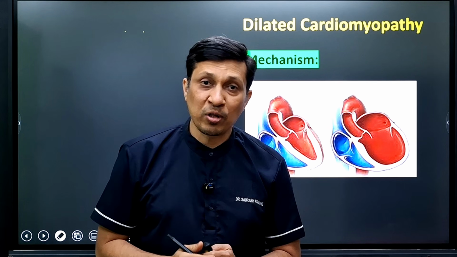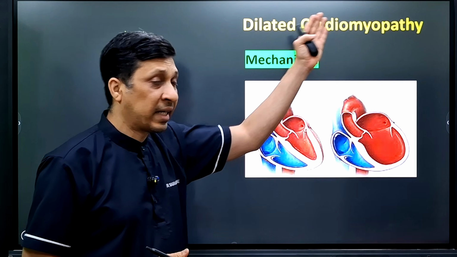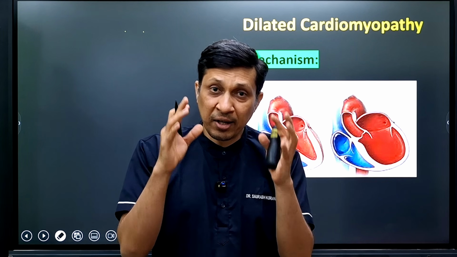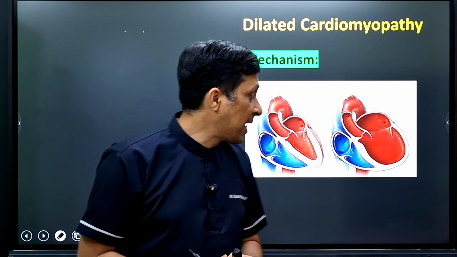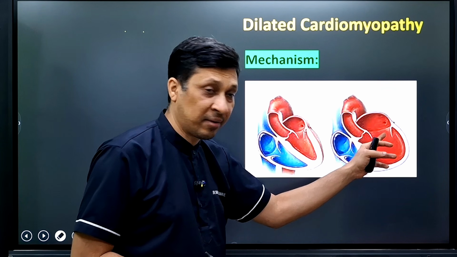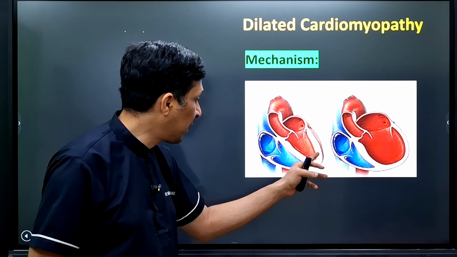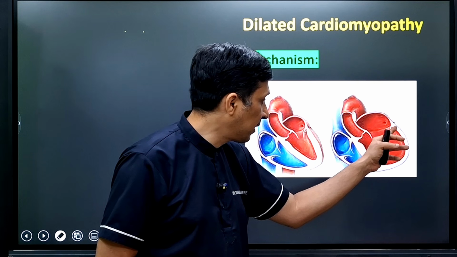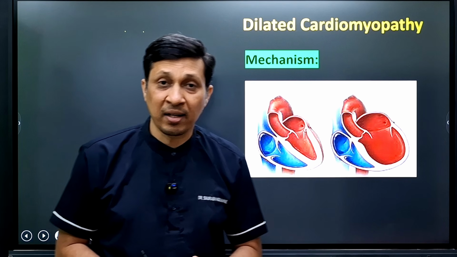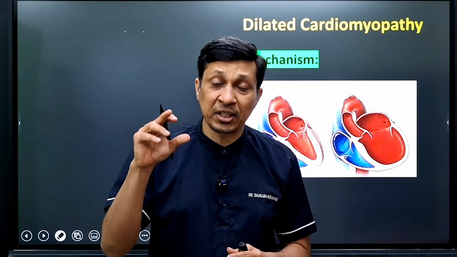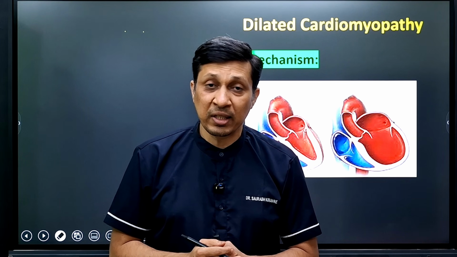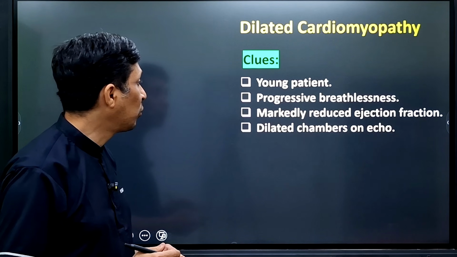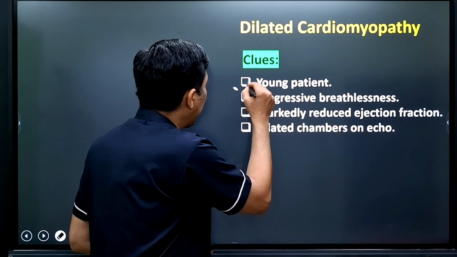Now, the third common cause of heart failure is dilated cardiomyopathy. Now, the mechanism is that the musculature of the left ventricle becomes weak. As a result, it becomes dilated. This is the size of a normal left ventricle, and here you can see in dilated cardiomyopathy, the left ventricle has become dilated. As a result, the ejection fraction or the contractility of the heart reduces, which ultimately leads to heart failure. Now, what are the clues? Here you will have a young patient.